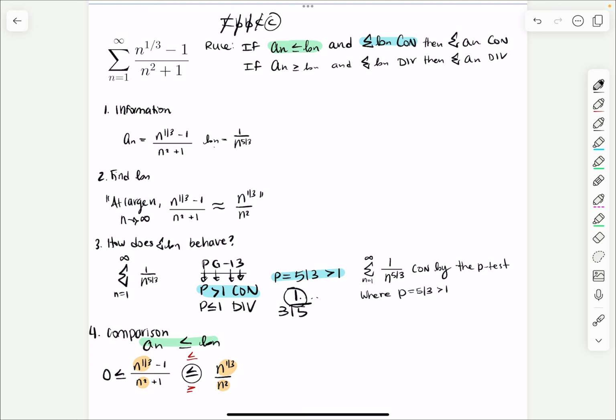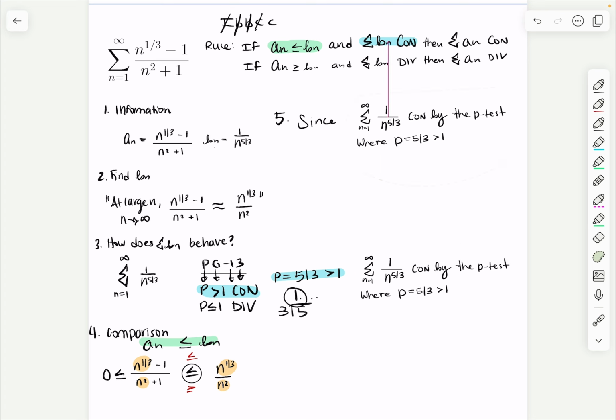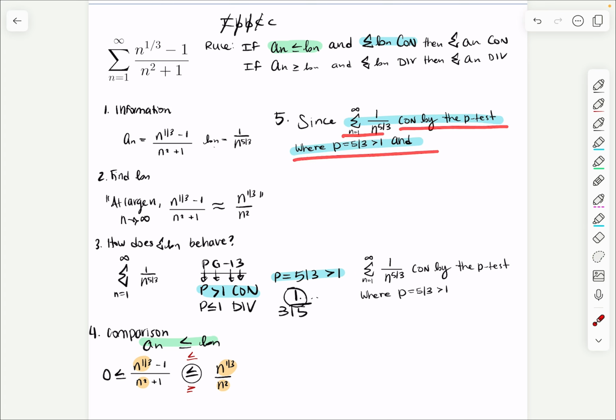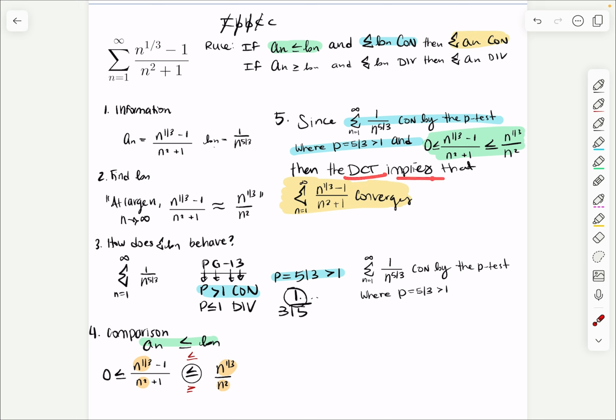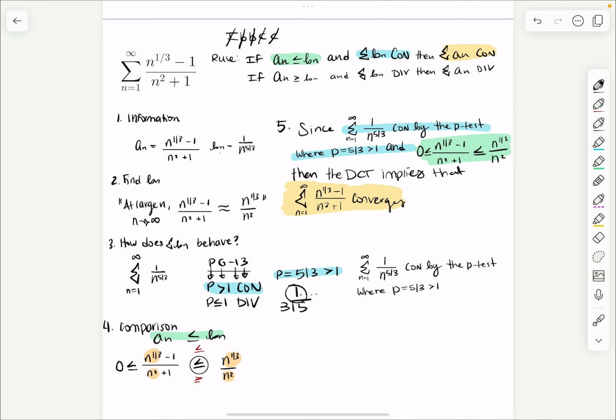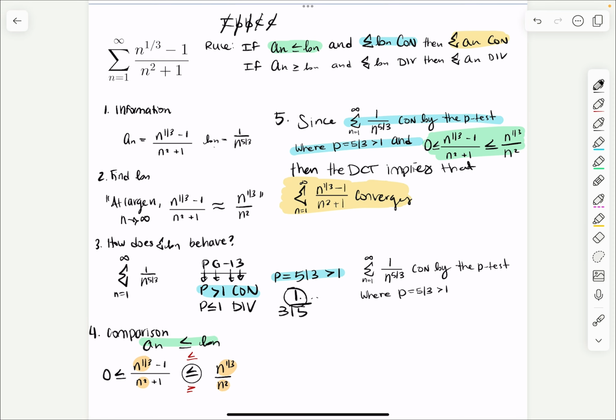So then we get to our conclusion part, and I always start with "since," and then I just copy my work. I already wrote this. So since the series converges by the p-test, and in step 4, my sequence A of n is less than or equal to my sequence B of n, but they're all greater than 0. So in other words, I'm just saying because this and this are true, then the direct comparison test implies that my series A of n converges. And to be more specific, you could say for n greater than or equal to whatever number you have here, which is 1. So this is true for all n greater than or equal to 1. And that's our conclusion. I'll see you in the next video.